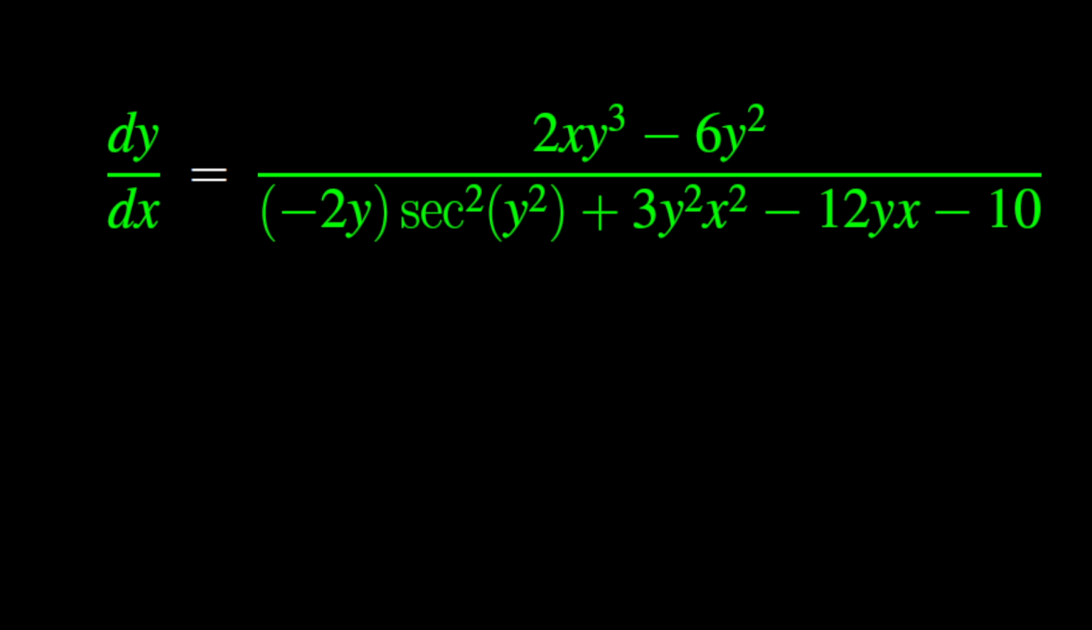Finally, when we solve the last equation for dy over dx, we see that the derivative of y with respect to x, dy over dx, is equal to the ratio 2xy cubed minus 6y squared over 3y squared x squared minus 12yx minus 10 minus 2y times secant squared of y squared.